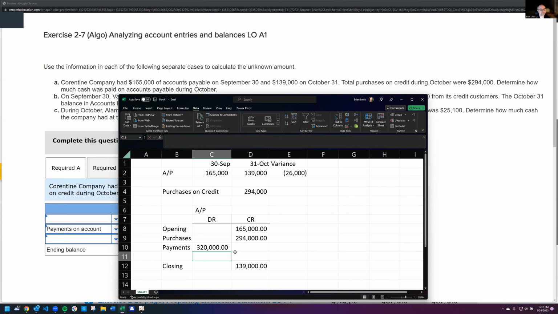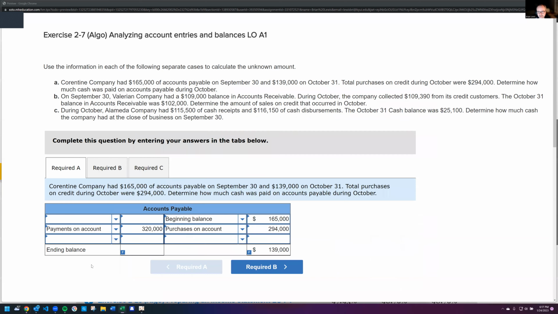Right? That's how I would solve that first part. So if I came back over here, they basically did the same thing. Oh, I didn't even know that they had the answer here. Okay, so you see the answer is exactly the way I did it, where it basically created a T account for accounts payable. They have the beginning balance of 165, payments on account of 320, minus the purchases of 294 gets you the ending balance.